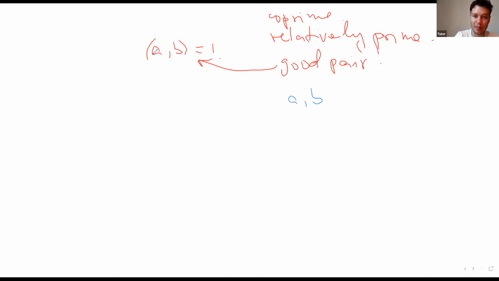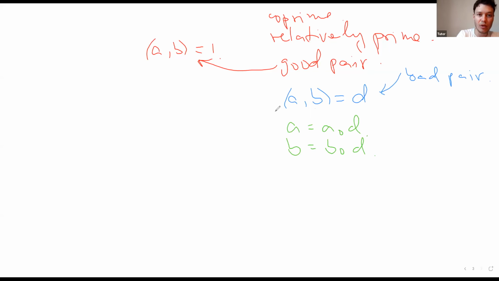So let's say that the gcd of A and B is equal to some number D. So this is basically a bad pair. Well, then what can I do with this bad pair? Turns out every bad pair can be made into a good pair, because D is a common divisor. I can say that A is going to be equal to some A0 times D, and B is going to be equal to some B0 times D. And now if I were to write this again, the gcd of A0D and B0D is equal to D.